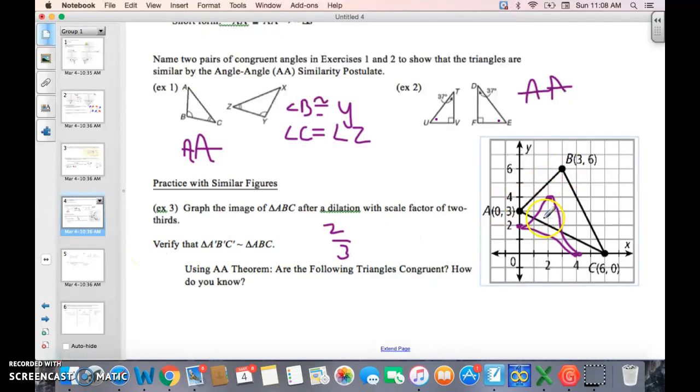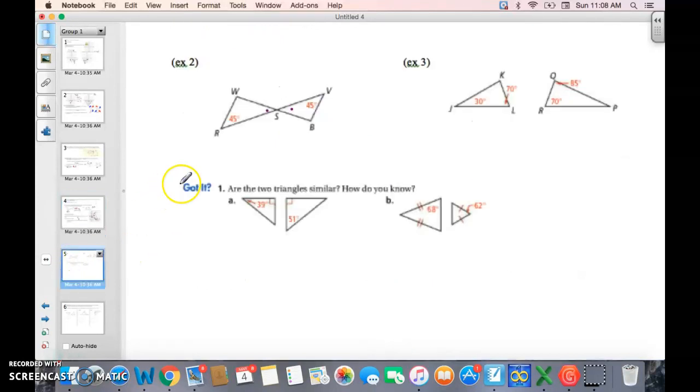And again, you could prove it by using the distance formula and finding the distance of the diagonal. Go ahead and try these examples on your own, pause the video, and see if you can prove that they are congruent by angle, angle.